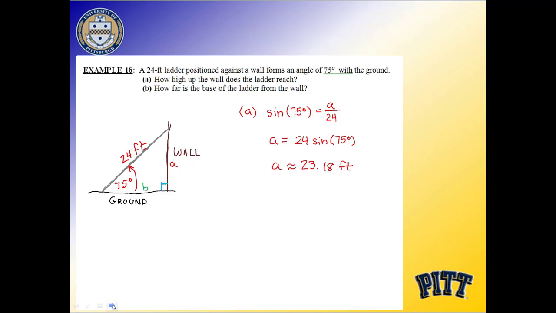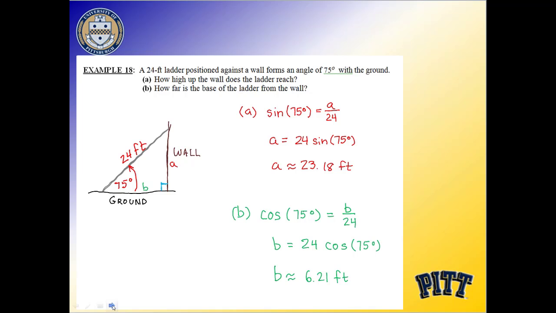So I'm going to decide instead that since I'm still going to use the 75-degree angle, I'm still going to use the 24-foot hypotenuse length. I'm now going to use B as the adjacent leg, so I'm going to say that the cosine of 75 degrees is going to be B over 24, and B would therefore be 24 times the cosine of 75 degrees, which means B is about 6.21 feet.